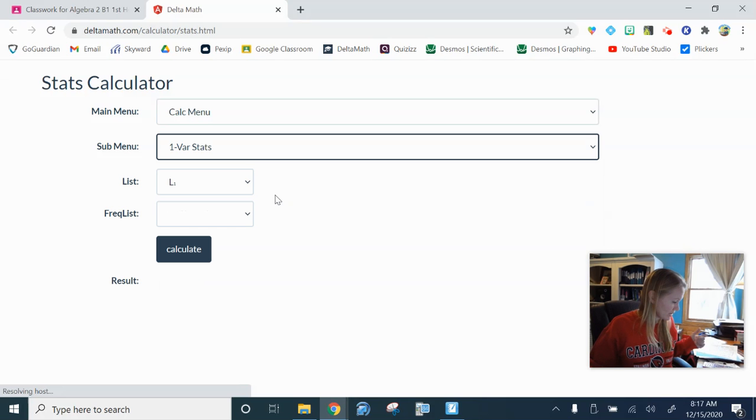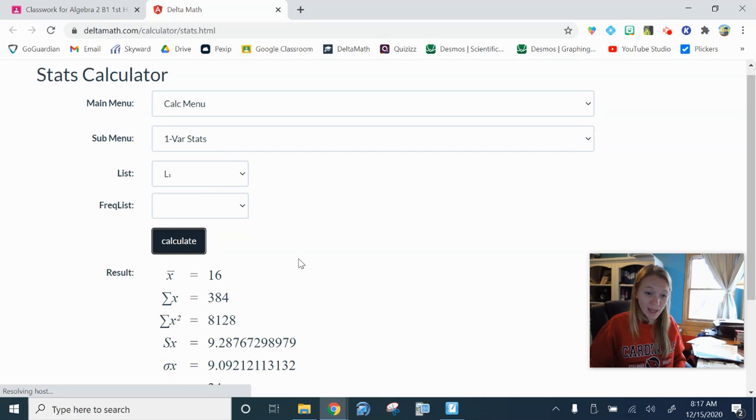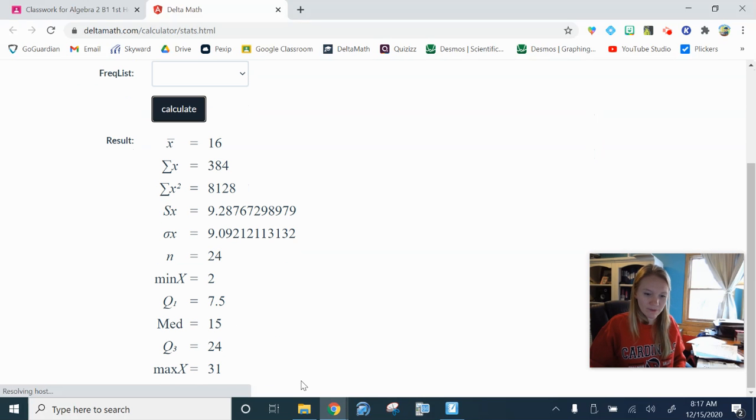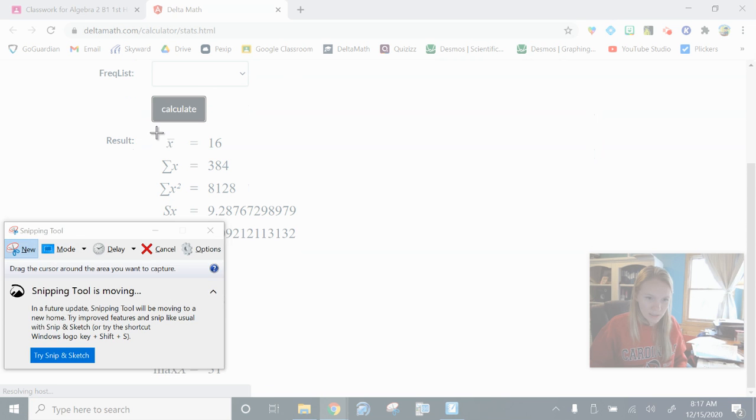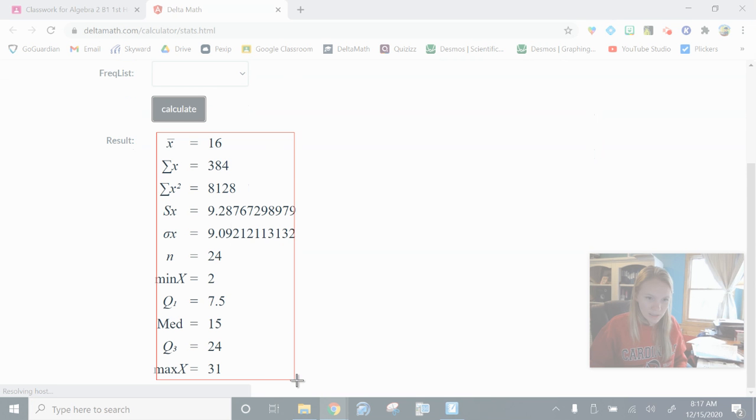You would do the same thing in your calculator. It's the very first option in the calculator. You just hit enter, and you really don't have to change anything that's in here. So we would just go down to calculate. And we get all of this information. So I'm going to grab this just because it's easier.